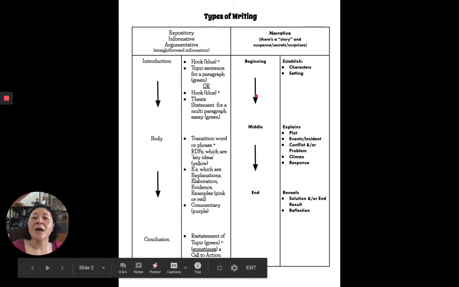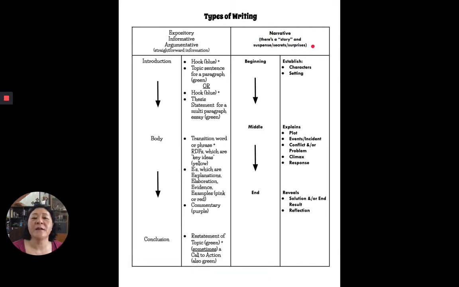Okay. Another type of writing is narrative writing. And that is where there's a story and there's some suspense, secrets, or surprises. And a narrative is usually what you read when you're reading a fiction book. So there'll be a beginning that establishes the characters and the setting. There will be a middle that explains the plot, the events, incidents, conflict, problem, climax, and the response. And then there will be an end that reveals a solution or end result and/or a reflection.